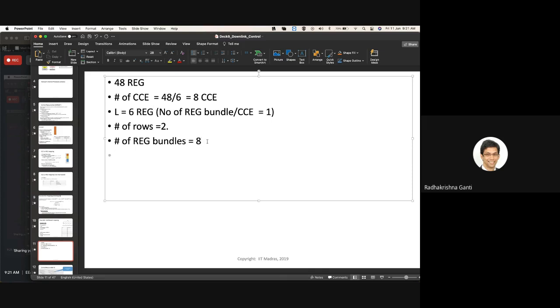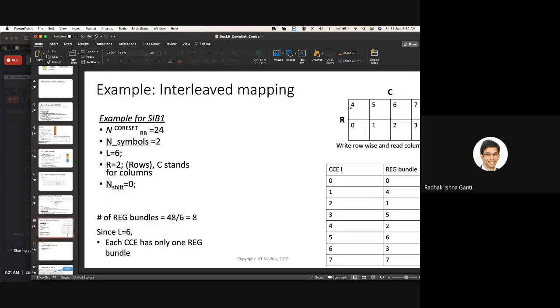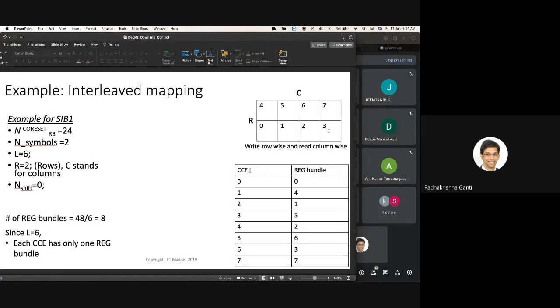Okay, so if you number the REG bundles as 0, 1, 2, 3, 4, 5, 6, 7, I write the REG bundles in increasing order. As the number of rows is 2, the number of columns will automatically become 4. So I wrote the REG bundle numbers here, 4, 5, 6, 7. Then CCE0 will map to 0, CCE1 will map to 4, CCE2 will map to 1, CCE3 will map to 5, CCE4 will map to 2, then 6 and 7. Okay, so that's how you do it.